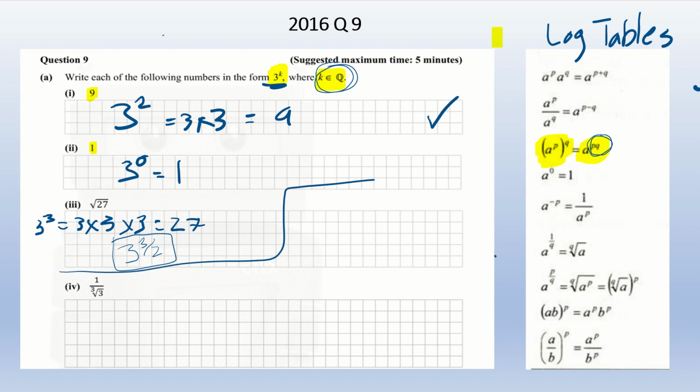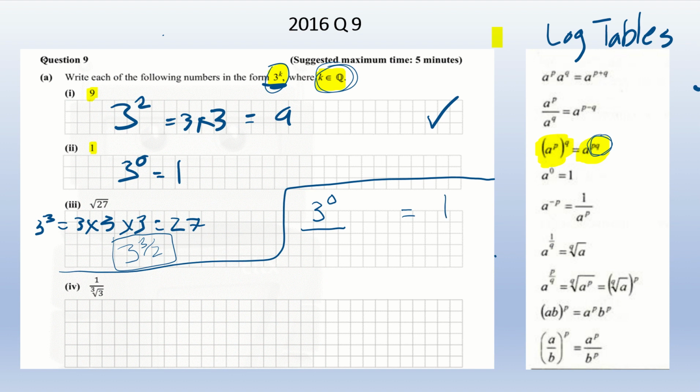Okay, for this question here, 1 all over the cubed root of 3. Remember, we want our answer as 3 to the power of k. So what I'm going to do is try and rewrite everything here, my numerator and my denominator, as 3 to the power of something. The first one I'm going to deal with is the 1, and we know that 3 to the power of 0 will give me 1. So that's equal to 1.